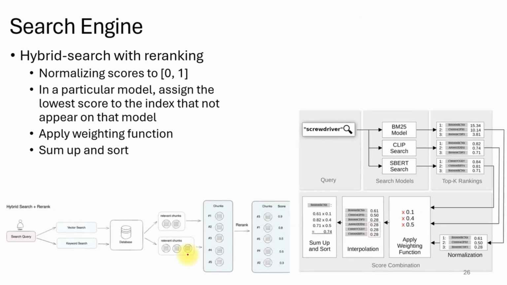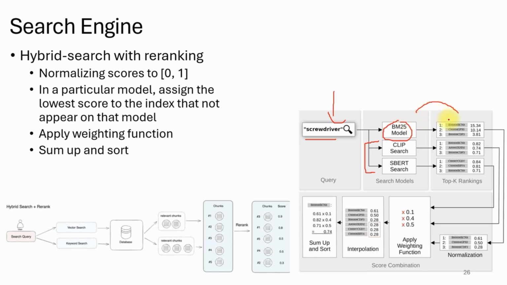So technically, how can it work in practice? Let's look at this diagram. Let's say a query, someone searches for the word screwdrivers. Then you will add a word-based approach. BM25 is a word-based approach. And you can add a vector-based approach: Clip search and S-BERT, that is a vector-based. So you will have three search engines.